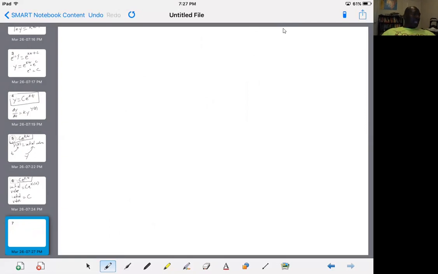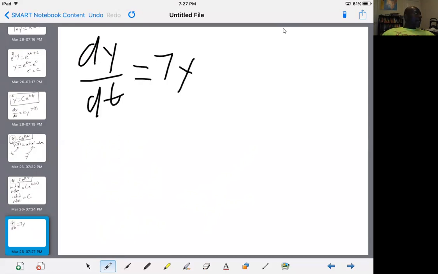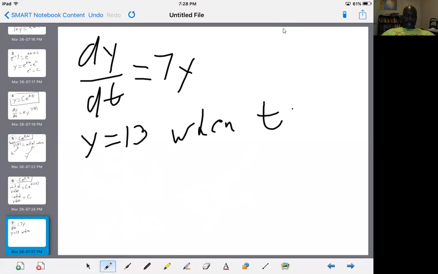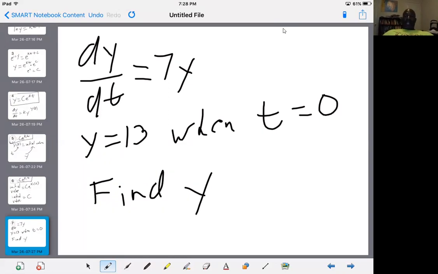So it says if dy by dt is 7y, so dy by dt is 7y, and y equals 13 when t is 0, then y equals whatever. So find y. By y, it wants you to find the actual equation of y, not some numerical value, the actual equation of y.